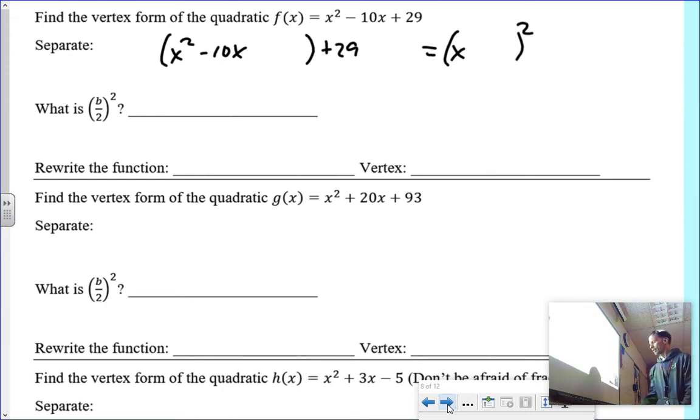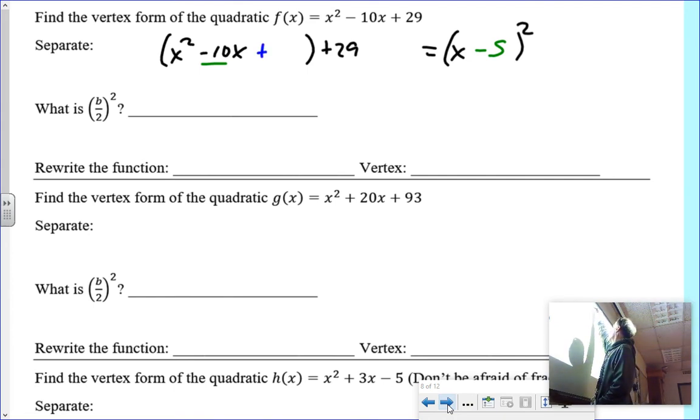So again, the first thing we do is take the b value divided by 2. So -10 divided by 2 is -5. -5 squared is plus 25. And whatever we add on the inside, we have to subtract on the outside.